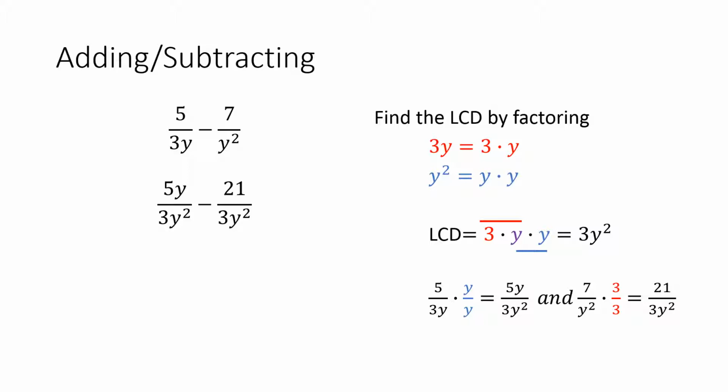For this one, I want to subtract, but again, when I try to combine the tops, 5y and minus 21, one's got a variable, one's just a number. There's nothing much I can do there besides just write it as 5y minus 21. Again, we want to check to see if we can factor anything, but there's no meaningful factorizations, so there's nothing to cancel, and we're done. That's our solution.